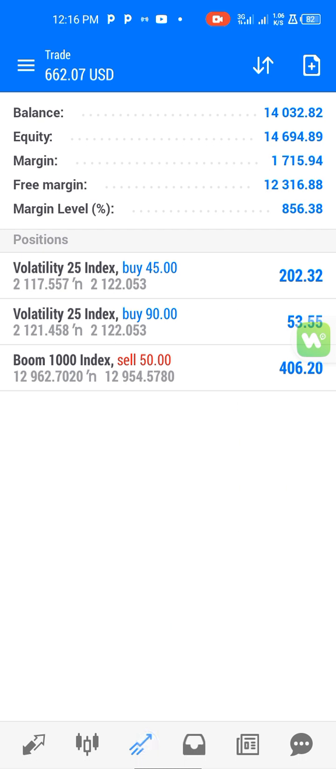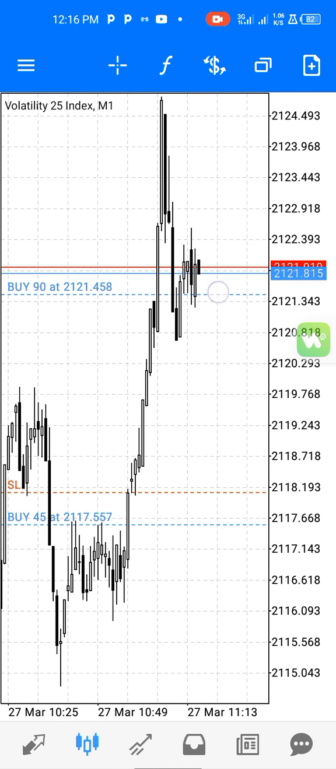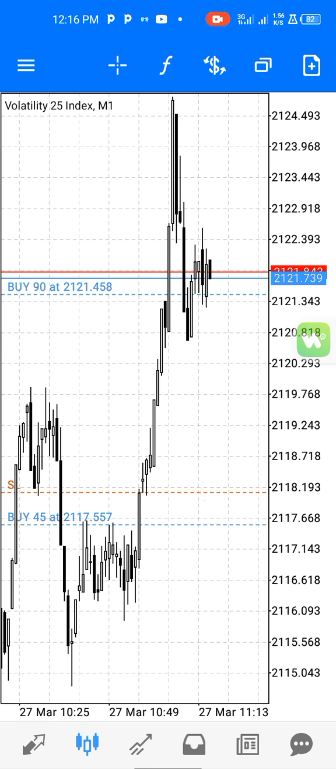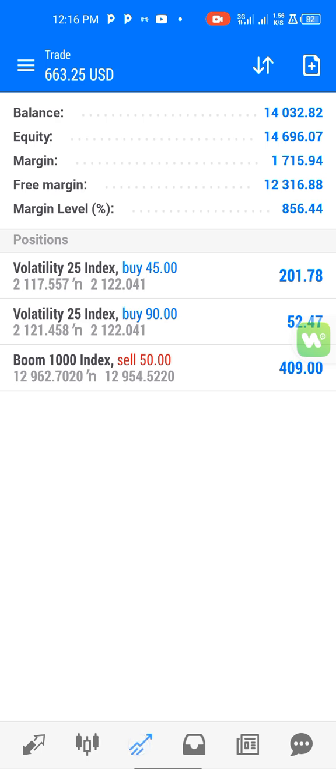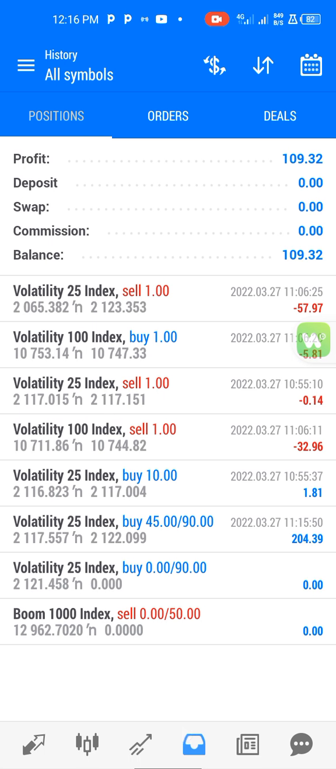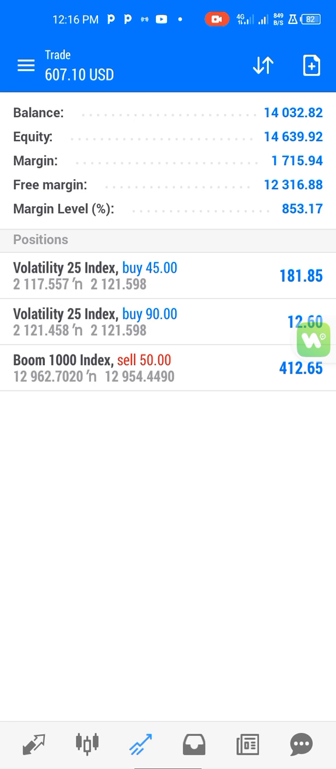So the worst that could happen is for price to return back here. I know at least I didn't lose all my profits. I've already taken $200 out of the market. So that's exactly how it works. I'm still left with $158.